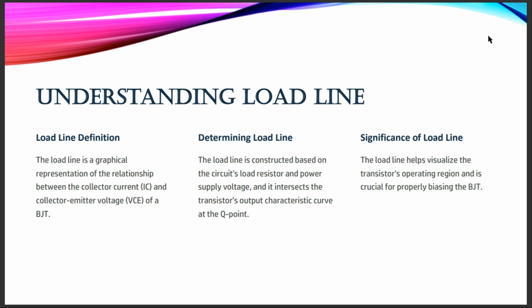Understanding load line. Load line definition: the load line is a graphical representation of the relationship between collector current and collector-emitter voltage of a BJT. Determining the load line: it is constructed based on the circuit's load resistor and power supply voltage, and it intersects the transistor output characteristic curve at the Q point. Significance of load line: the load line helps visualize the transistor's operating region and is crucial for properly biasing the BJT.